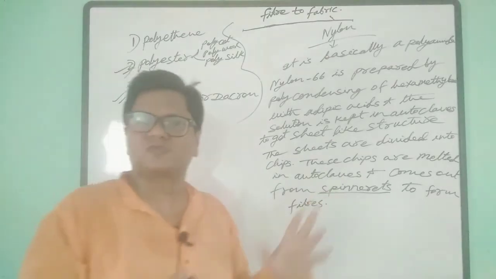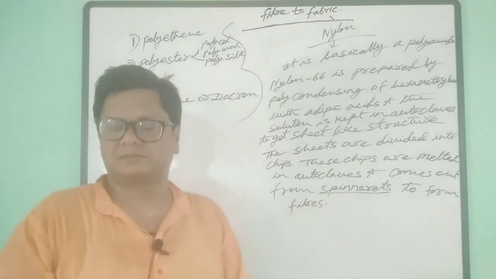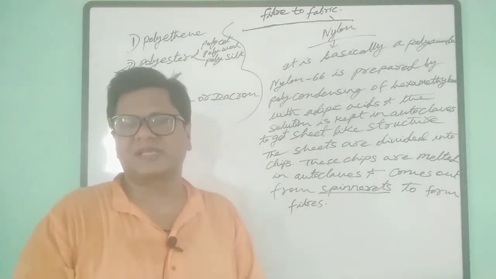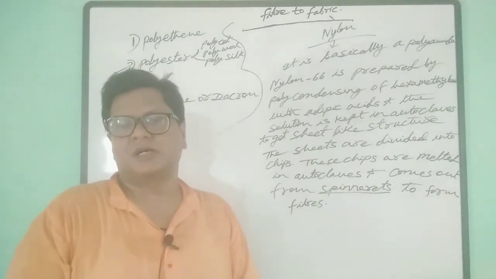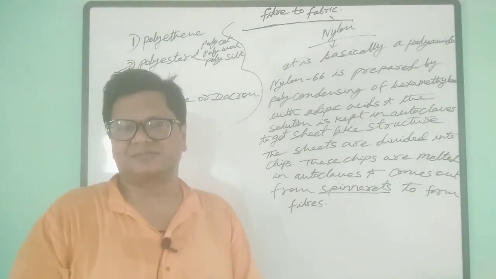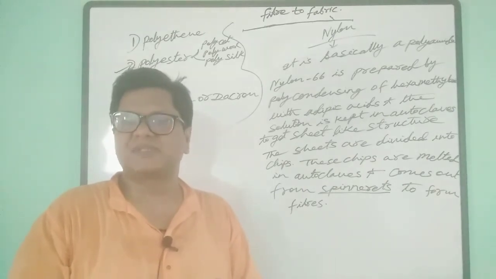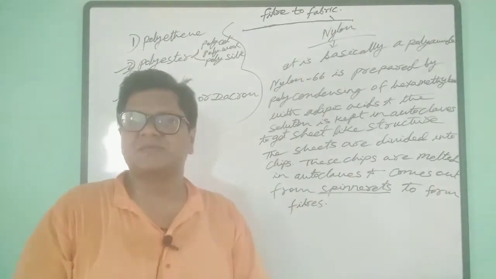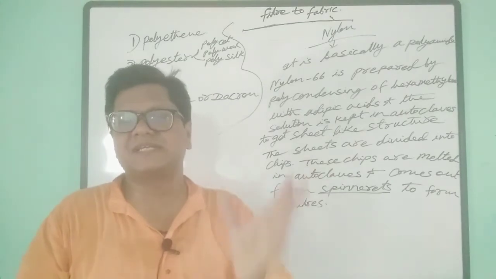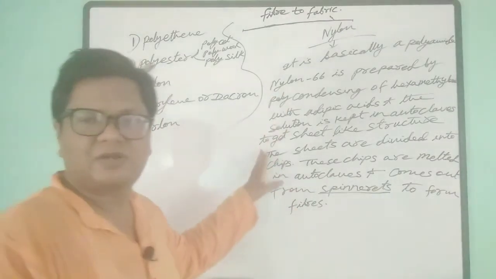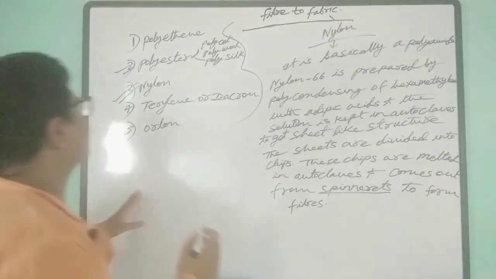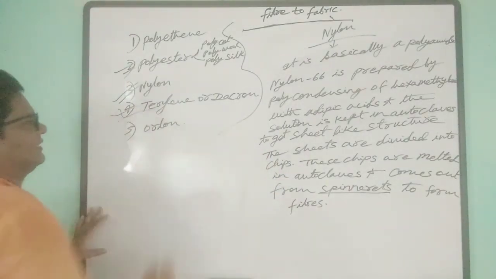Autoclaves are also basically an instrument, or you can say a type of container in which things get sterilized or get heated in the presence of steam. Steam is used to give heating effect. So this was the process of preparation of nylon. Now we will see the process of synthesis of terylene.